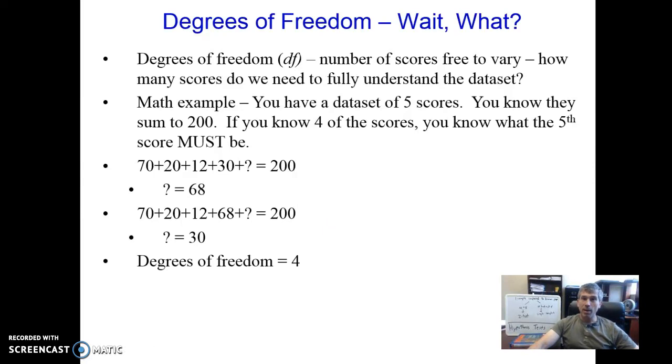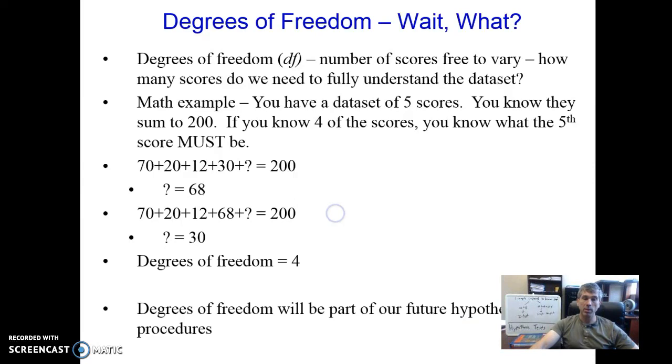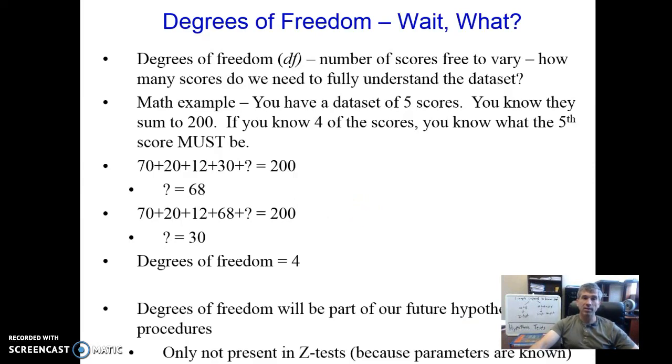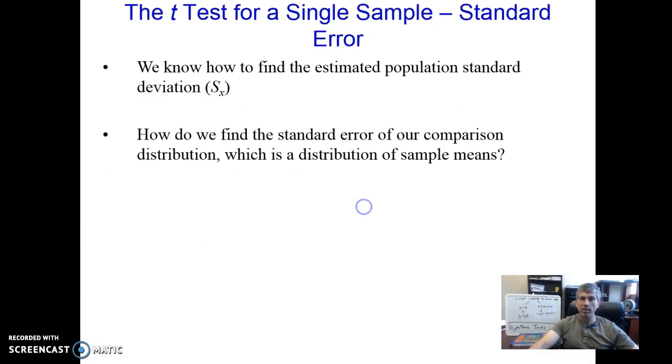Even if it's still conceptually a little slippery, it's as easy to calculate as anything. You're just subtracting 1 from the number of people you measure. So degrees of freedom is going to be a part of every hypothesis testing process from here on out. The only reason we don't do it in z-tests is because we know every population parameter of population 2. Here and in every other one, we're going to be estimating some of that stuff.